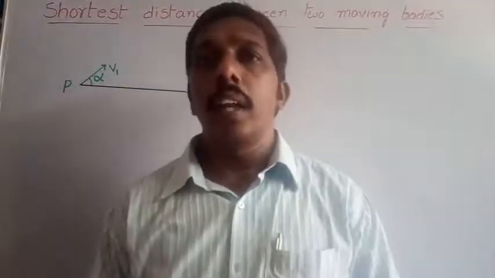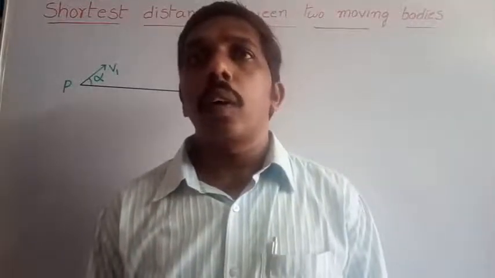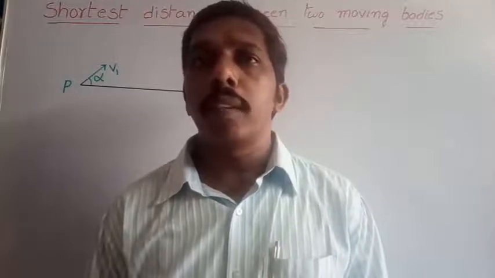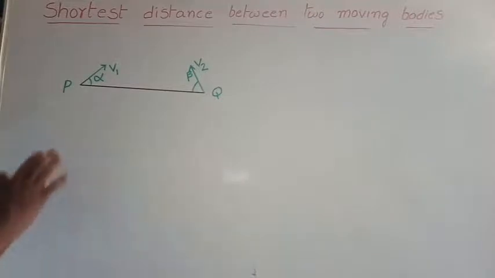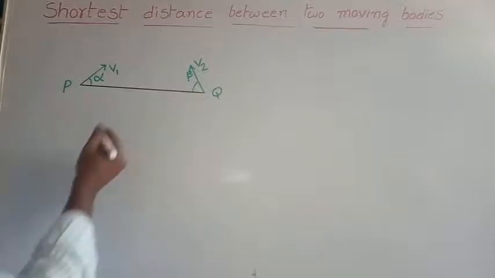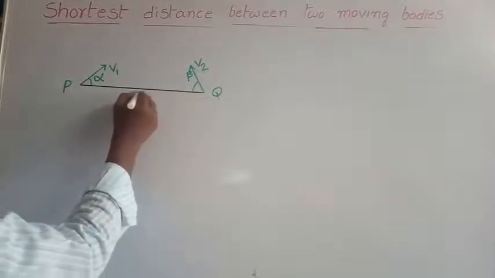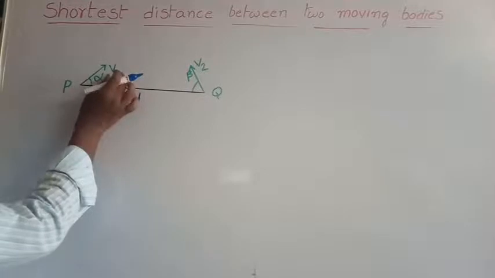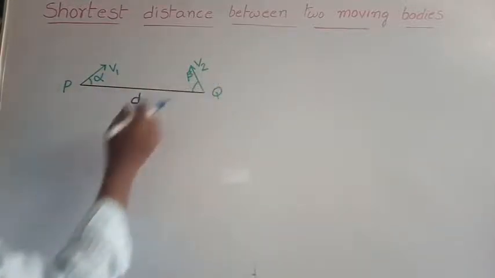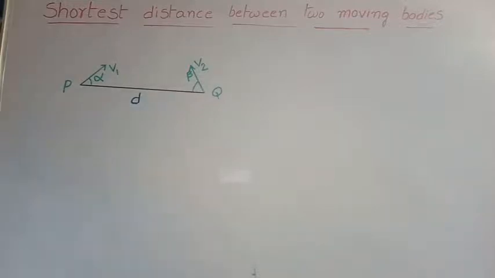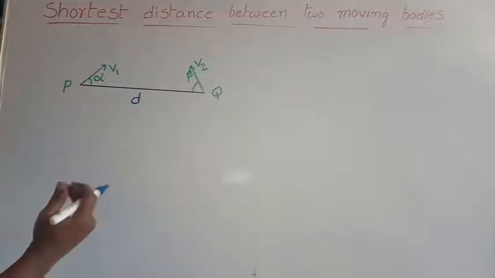Hi students, in today's class we learned the shortest distance between two moving bodies. For example, consider two particles, one is P and another one is Q. Both are separated by distance D. Particle P is moving with a velocity V1 making an angle alpha with the horizontal. Particle Q is moving with velocity V2 making an angle beta. Initially they are separated by distance d, but both are traveling.